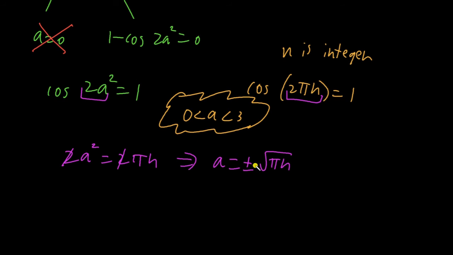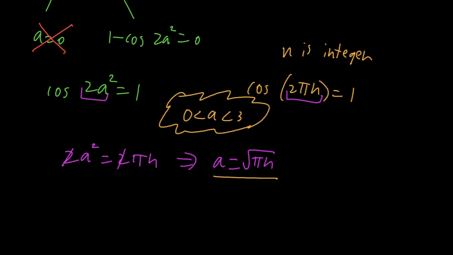So we can ignore this plus or minus and just say it's just a plus, because there's not going to be any negative values of a. Let me just put this a bit closer. There we go. Okay, so a is equal to the square root of pi n. Okay, let's think about what values of n I can actually plug into here.